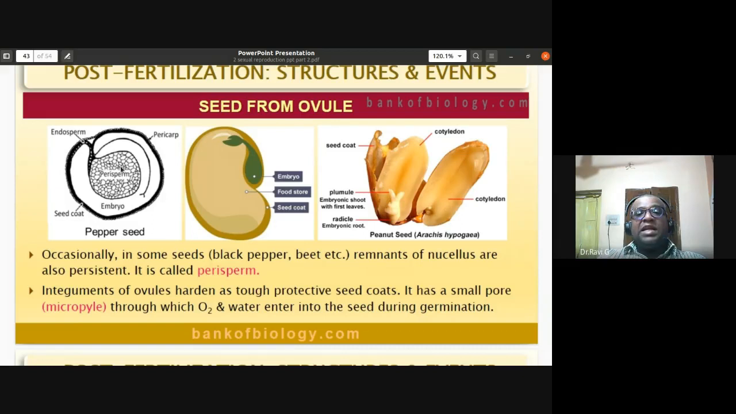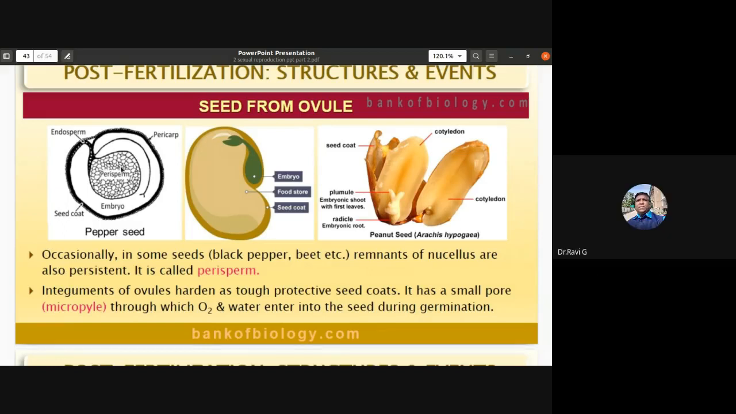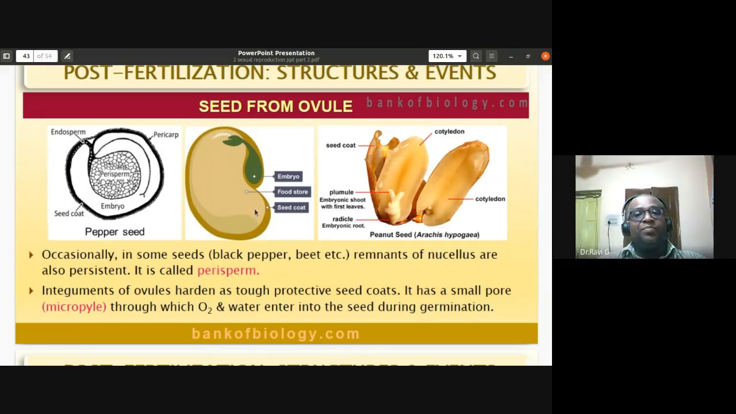The integuments of the ovule harden and form the tough protective seed coat. This seed coat has a minute opening called the micropyle, through which oxygen and water enter the seed during germination. So the tough protective coat is the seed coat, formed by the integuments of the ovule after fertilization. Seeds germinate by the process of imbibition. You should be knowing about that also.